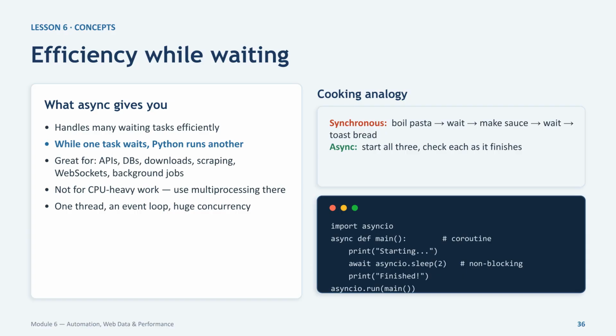Think of async like cooking. Instead of waiting for the pasta to boil before starting the sauce, you start both tasks and check on each as it finishes. In Python, use async def for coroutines and await to pause non-blocking tasks. Just remember, async is for waiting, not CPU-heavy work.